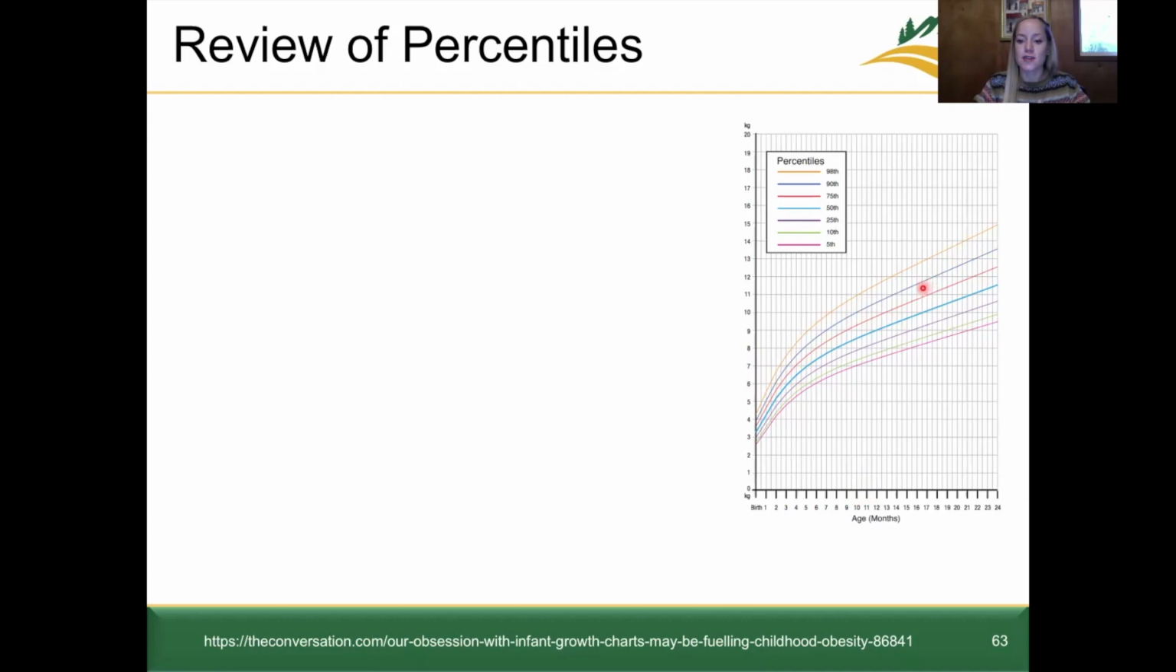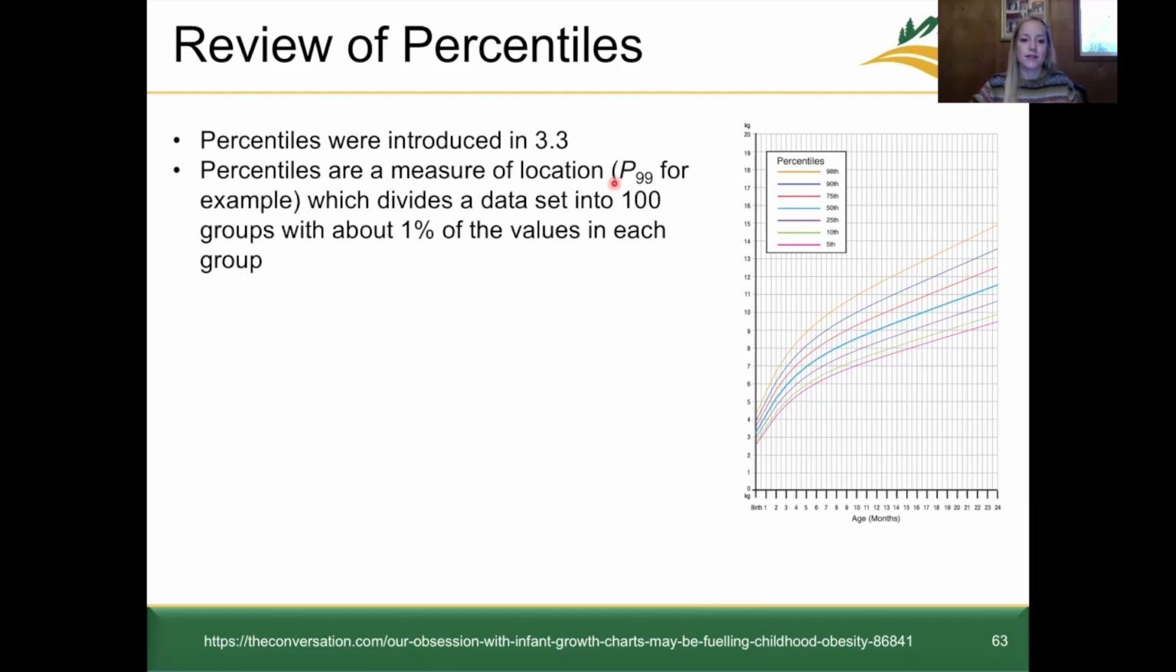Additionally, a child in the 90th percentile would fall below this blue line but above this red line that separates the 90th percentile from the 75th percentile. For even more of a review, we initially looked at percentiles in 3.3. There we defined percentiles as a measure of location which divides data into 100 groups with about 1% of the values in each group. For example, we can have the 99th percentile, the 98th, the 90th, etc.